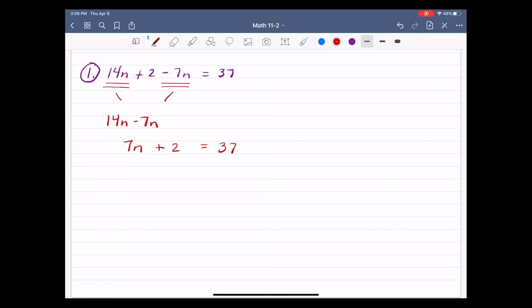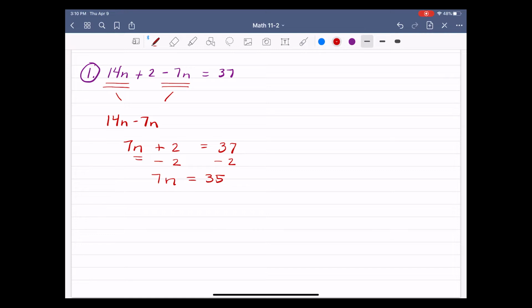Now that we've combined the n's together, we can solve just like we did for lesson 11-1. Our variable is n, so we want to isolate that variable. The first thing in the way is the plus 2, so we're going to subtract 2. If we subtract 2 from the left side of the equation, we need to subtract 2 from the right side of the equation. So we'll have 7n equals 35.